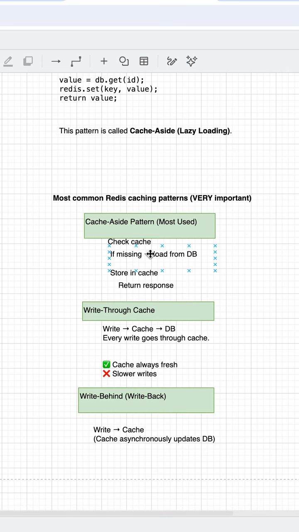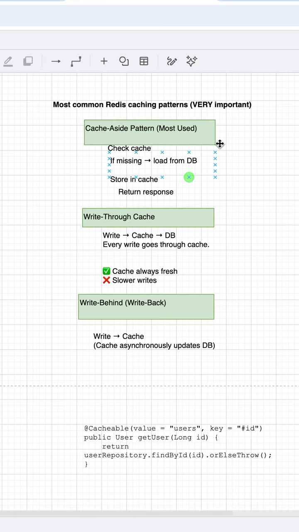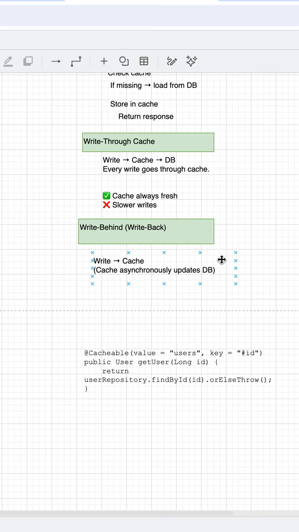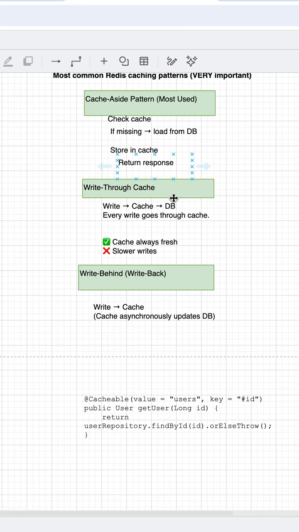So here in detail we can go here. Most common Redis cache patterns, very important actually. It is mostly asked in interview questions. What are the different types? So cache aside pattern, write through cache, and write behind, write back. Okay, and we can go through the definitions also.